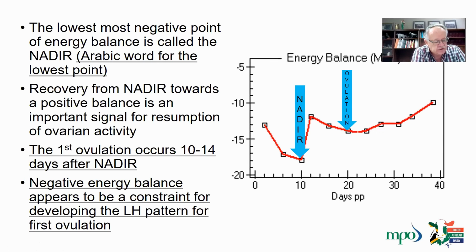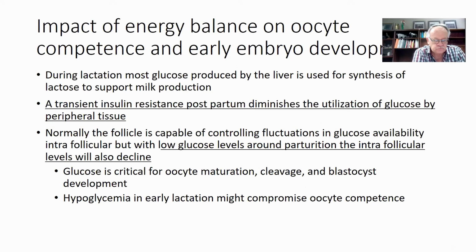We're sitting with LH, the luteinizing hormone. We're sitting with estrogen. We're also sitting with progesterone, and later on prostaglandin will also play a role there. But the negative energy balance appears to be a constraint for developing the LH pattern for the first ovulation. So this is what we need to overcome, and that's going to be our focus on why we need to optimize the feeding or the nutrition of this cow.